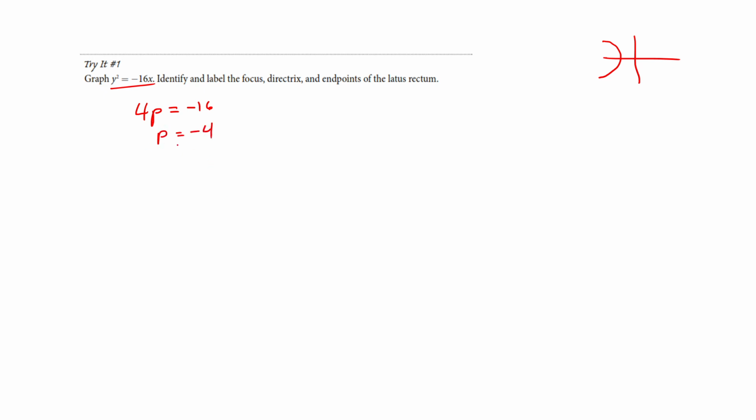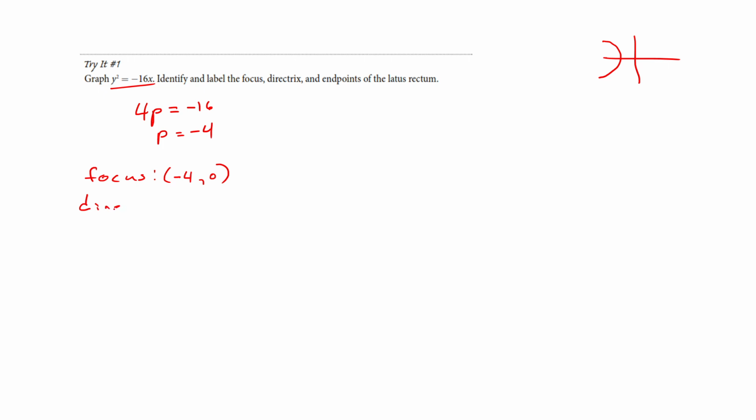Okay, so I've got the value of p, so we can find everything we need. The value of the focus. Now, we're moving right and left, so the focus is going to be over here to the left. We're moving horizontally, so it's going to be on the x, (-4, 0).